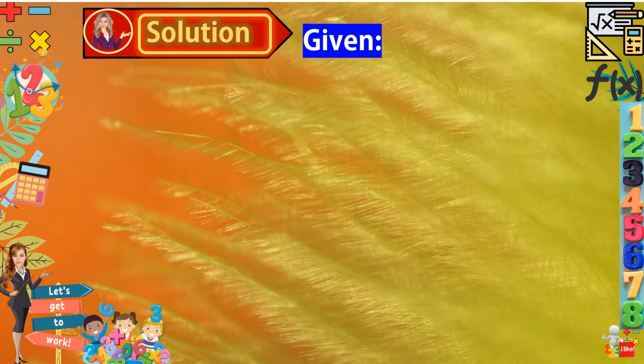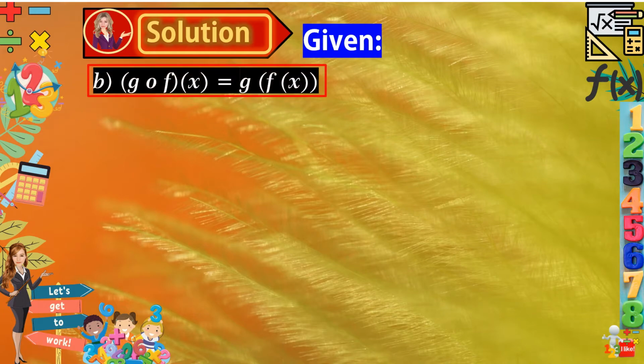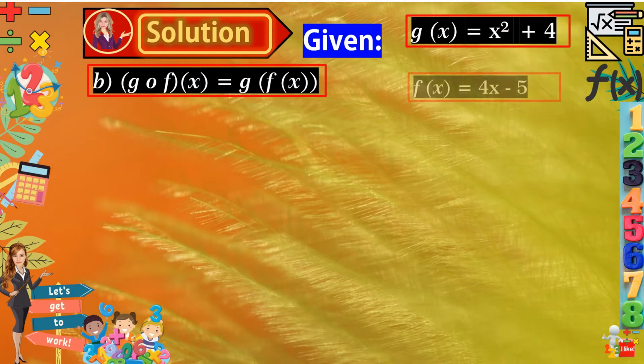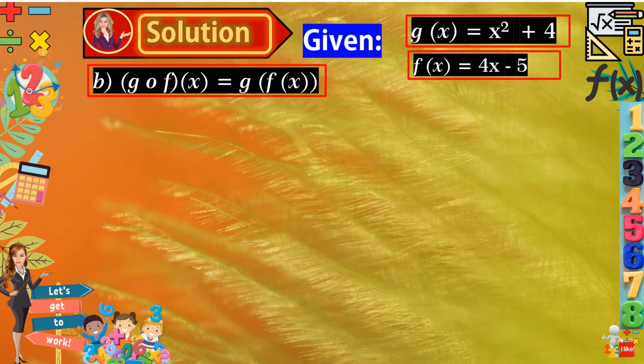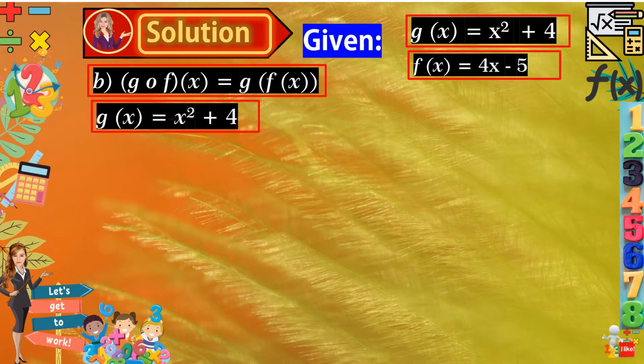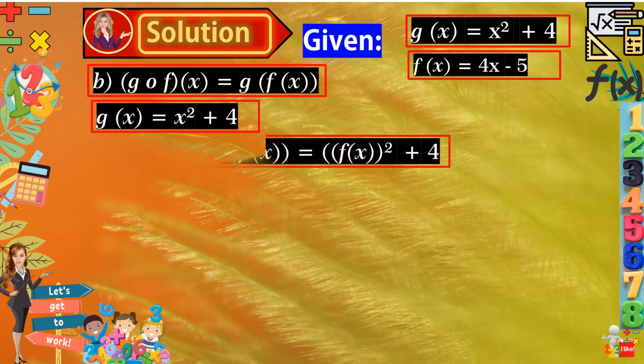We need to find g composed with f of x, and that is also equivalent to g of f of x, meaning x is the domain of f and f of x is the domain of g. In other words, in the given value of g of x, which is x squared plus 4, your x here will be replaced or substituted by the given f of x.